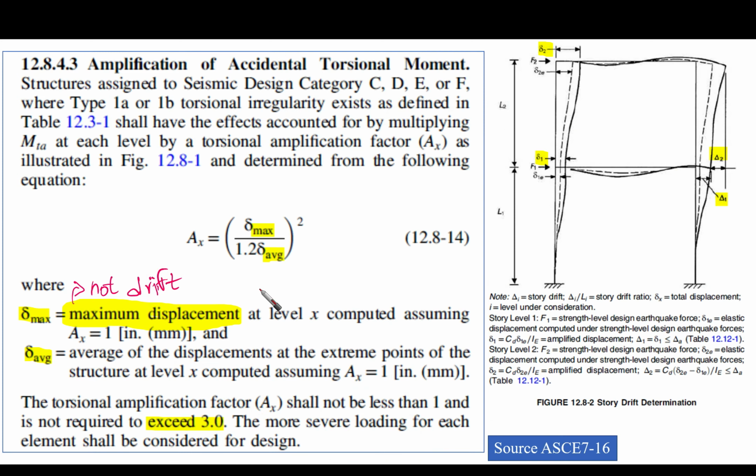So here, this is only a reminder of what we have said before. This is going to be based on, as we said, the inelastic maximum displacement, and we are going to amplify. Take care: where type 1A and 1B torsion irregularity exist as defined, shall have the effects accounted for by multiplying MTA, the accidental torsion, at each level by the torsional amplification factor AX. Okay, this is what we are going to use now.